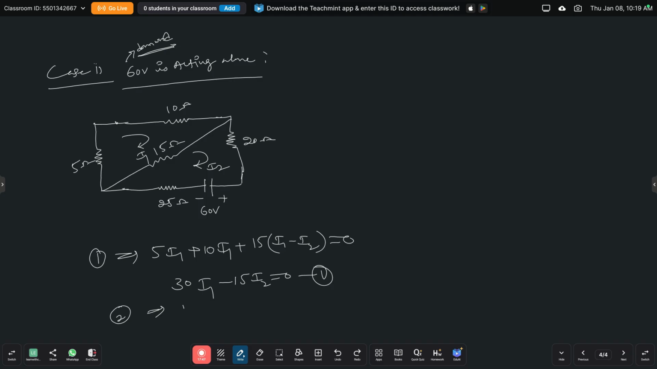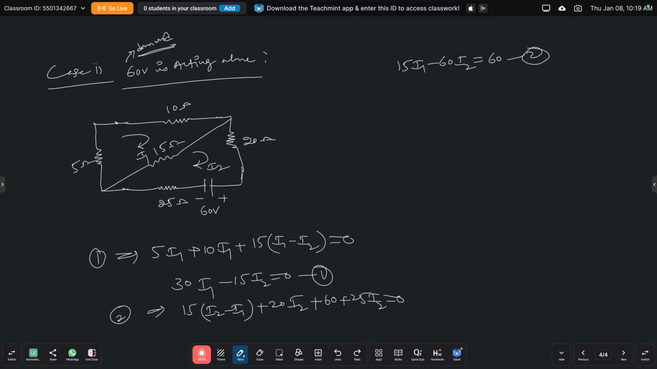So then you may get that is 15 of, for loop 2 means you have to write I2 minus I1. So 15 of I2 minus I1 plus 20 I2 plus 60 plus 25 I2 equals to 0. So you just simplify this equation also. So then we get 15 I1 minus 60 I2 is equal to 60. That is the equation 2.